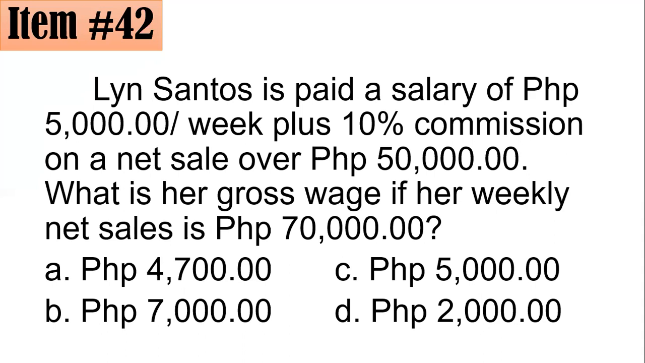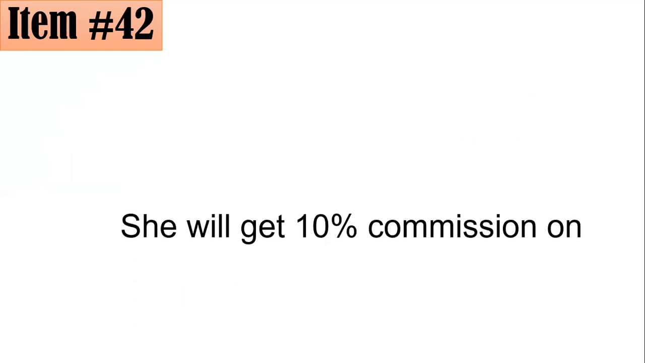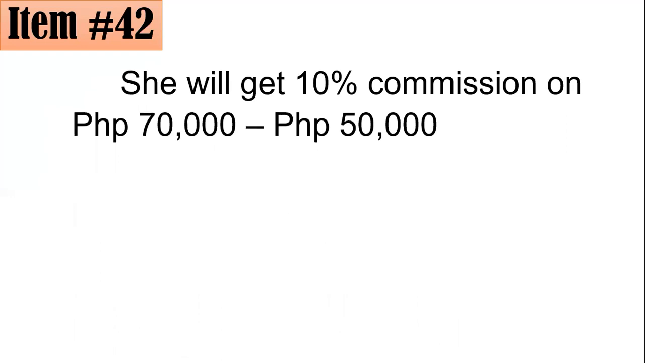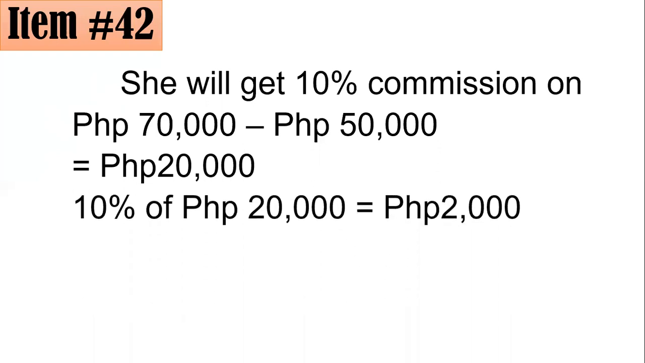Okay. Let's see. Did you go for A, B, C, or D? From here, she will get 10% commission only on items above 50,000, right? Since her sales is 70,000, we could actually see that above it is 20,000. So the only thing that she will get commission from is this 20,000. And we see that 10% of 20,000 is 2,000 pesos.